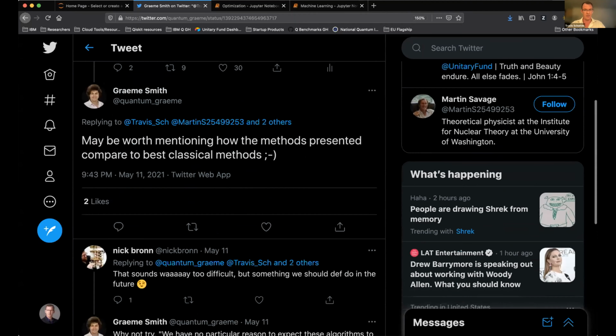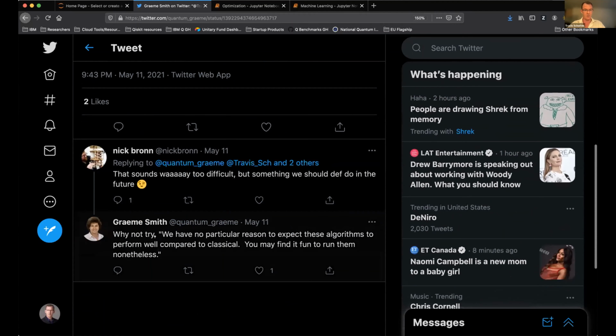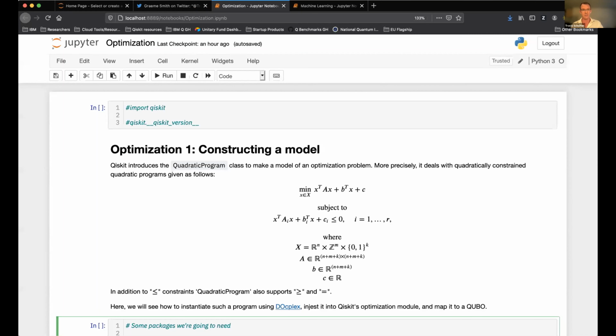And then Nick chimes in here: Graham, if you're watching on YouTube, we have no particular reason to expect that these algorithms will perform well compared to classical computers, but it is still interesting to run them nonetheless. So there we go. I've got my complete disclosure statement out of the way. So let's go ahead and talk about optimization using Qiskit.